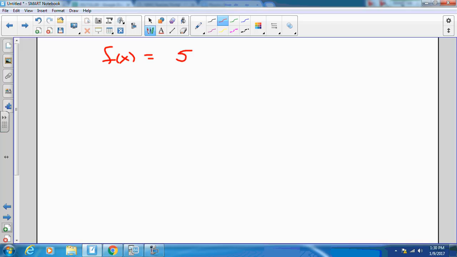Is there any chance that the function doesn't have either? Great question. Do all functions have absolute maxes and mins? That's great.